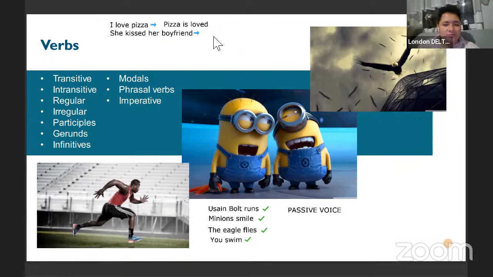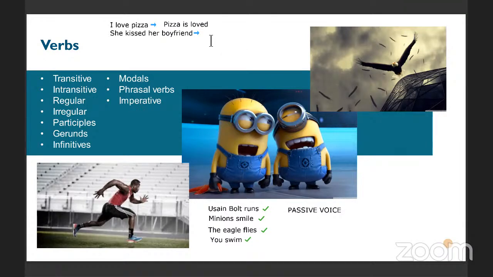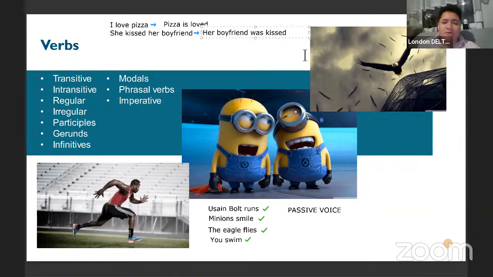Her boyfriend is kissed by her. Excellent. Okay, very well. So in passive voice, you can see that with intransitive verbs, it's impossible.